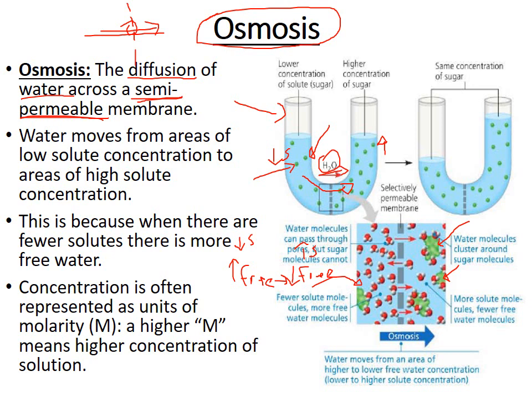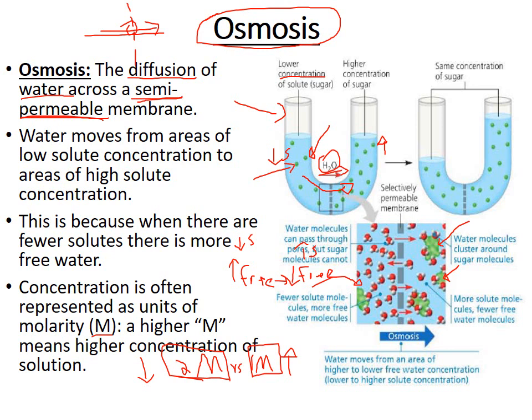Typically, we represent the solute amounts using concentration, and we use the letter M, molarity, for concentration. A higher M means a higher concentration of solute in that solution. So if I have 2M versus 1M, 2M is more concentrated in terms of solutes than 1M. So 2M would have lower free water compared to 1M. 1M would have more free water. So that's how osmosis works.